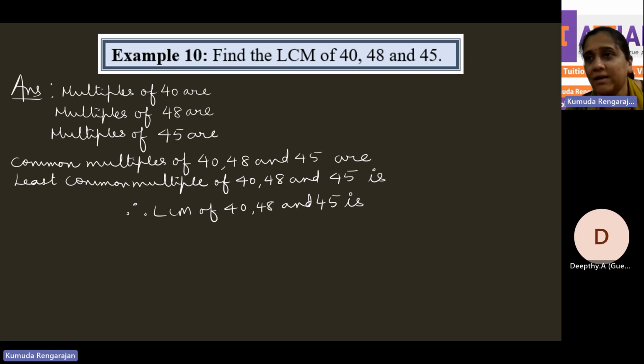Please fill the multiples. I'm not doing it. You'll have to complete the answer. I've done my part. You have to complete the answer, and I'll get the missing part from you. Yeah, good. You'll have to write the tables of 40, 48, and 45. Write 48 first, children. Then only you'll know the common multiples.